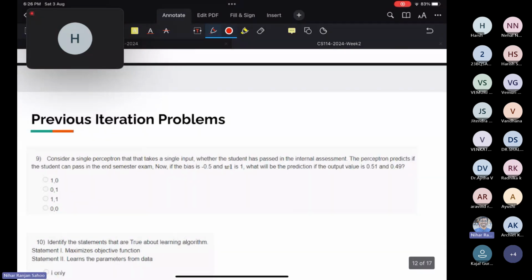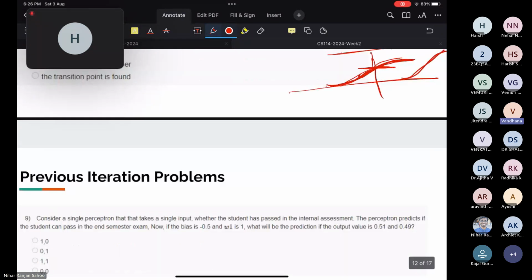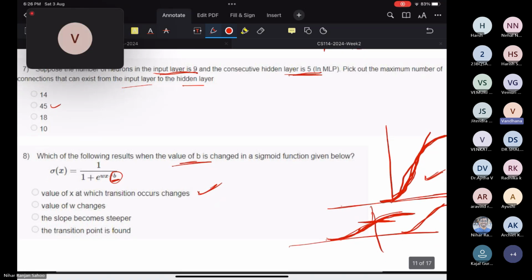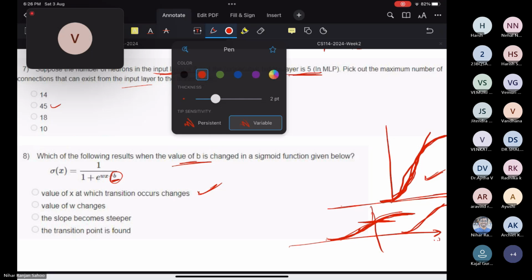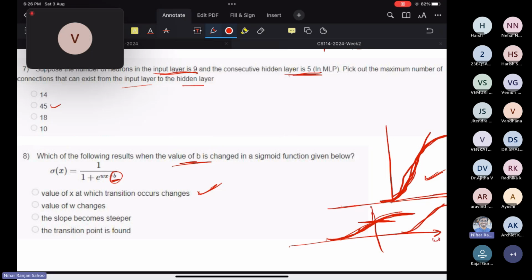Next question. In the previous question, option 4 can't be right: the transition point can be found based on bias. So when we say transition point, here two things are involved, right? W and B. Okay, one second.